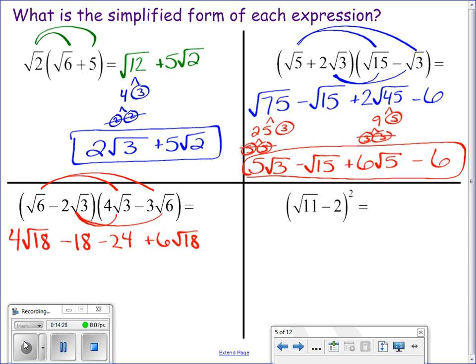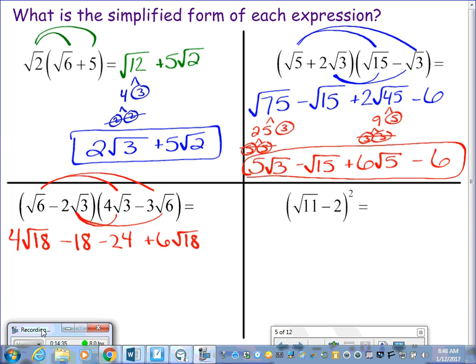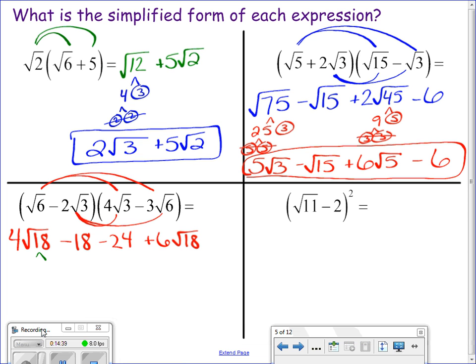All right? From there, can we simplify these radicals? Yep, sure can. So if I'm simplifying my radicals, 18 is 9 and 2, which is 3 and 3. So we get 3 times 4 is 12 radical 2.